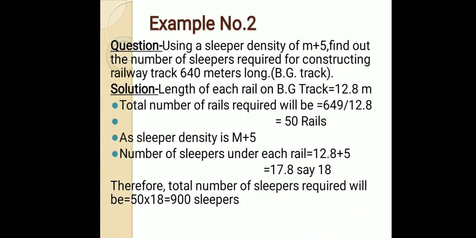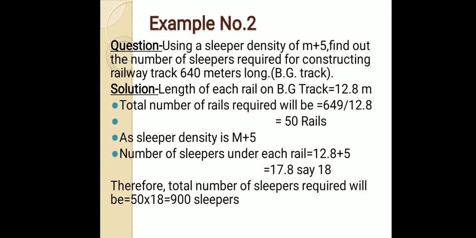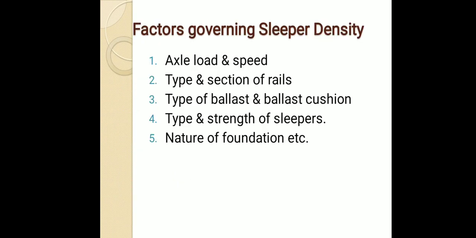So we have calculated the total number of rails, equal to 50 rails, and the total number of sleepers required will be 50 into 18, that is 900 sleepers. So this is about sleeper spacing and sleeper density. With this we will stop here.